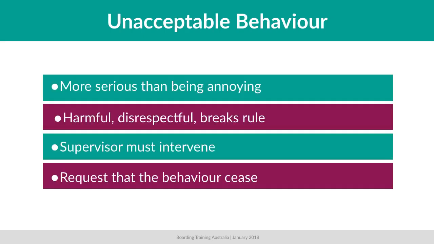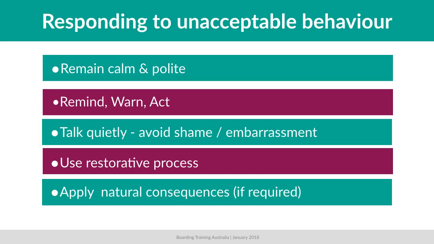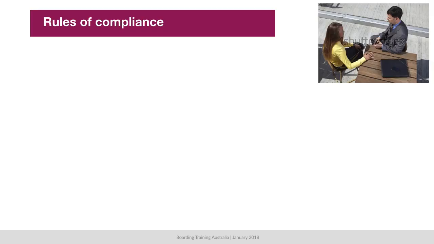Unacceptable behaviours are things that are more serious than just being annoying. They're harmful or disrespectful, or they break the rules. The supervisor must intervene. The supervisor must request that the behaviour cease. When we respond to unacceptable behaviour, we remain calm and polite. We remind, warn and act. Talk quietly, avoid shaming or embarrassing students, use restorative process, and apply natural consequences if consequences are required. So rules of compliance.